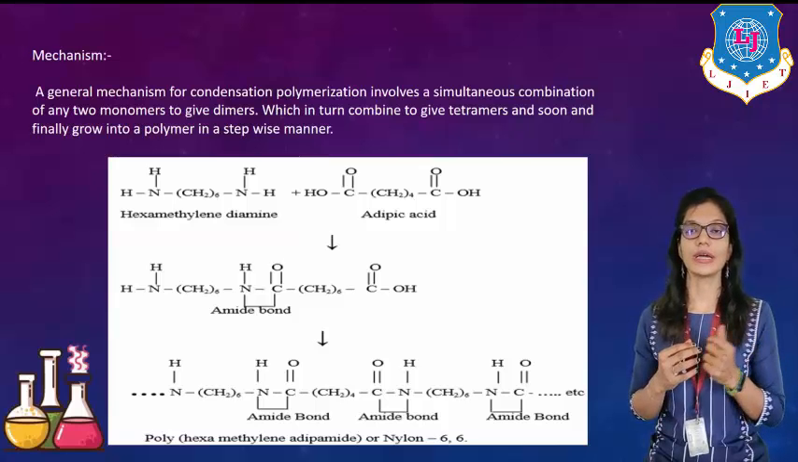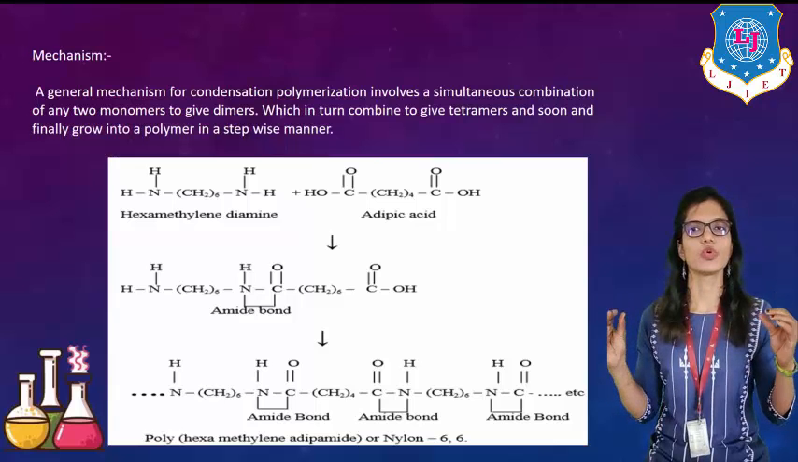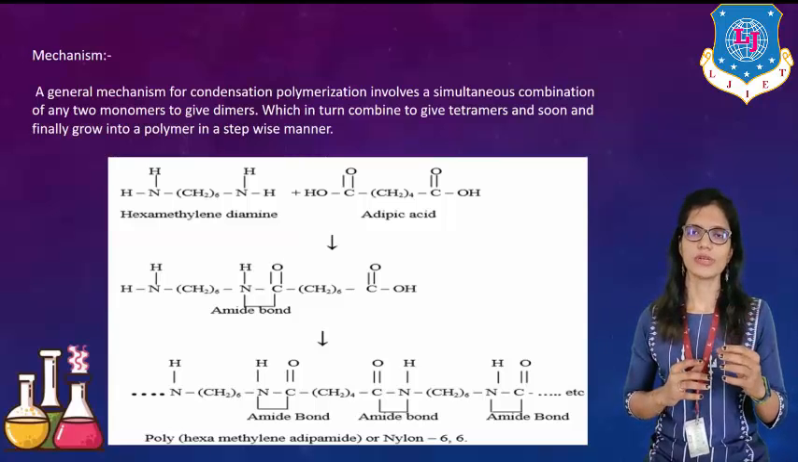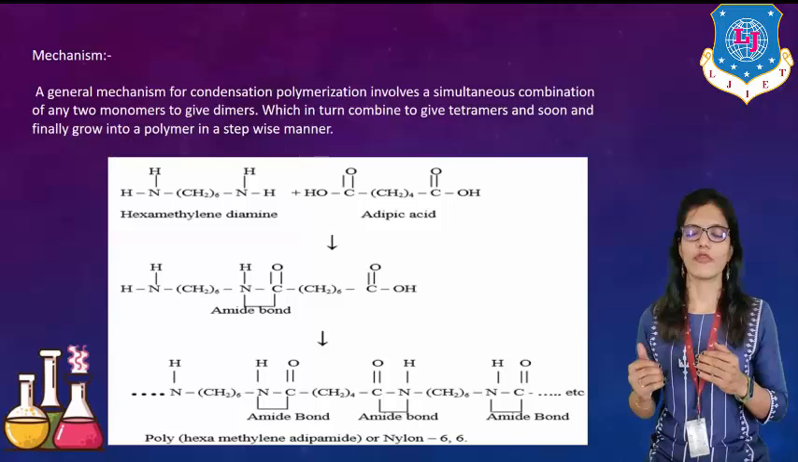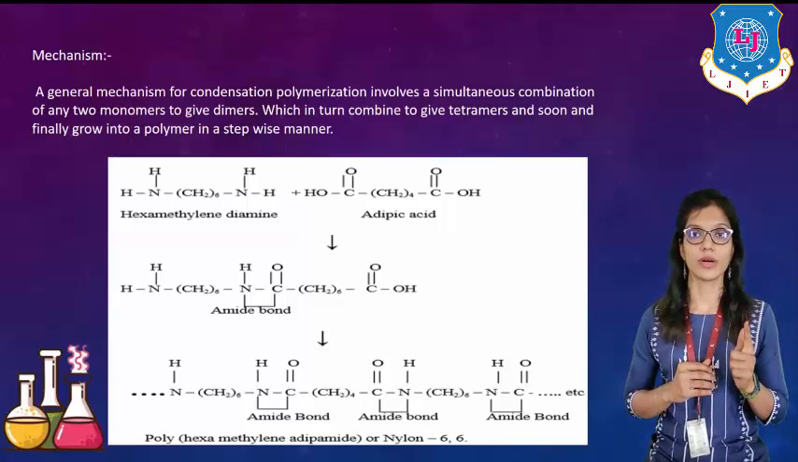This whole chain continuously formed a whole long nylon 6:6 monomers polymer. That means 2 monomers combine with each other and form the polymer. Here, as you can see, the removal of a water molecule occurs: H from the hexamethylene diamine and OH from the adipic acid. So H and OH combine and an H2O molecule is removed from it.